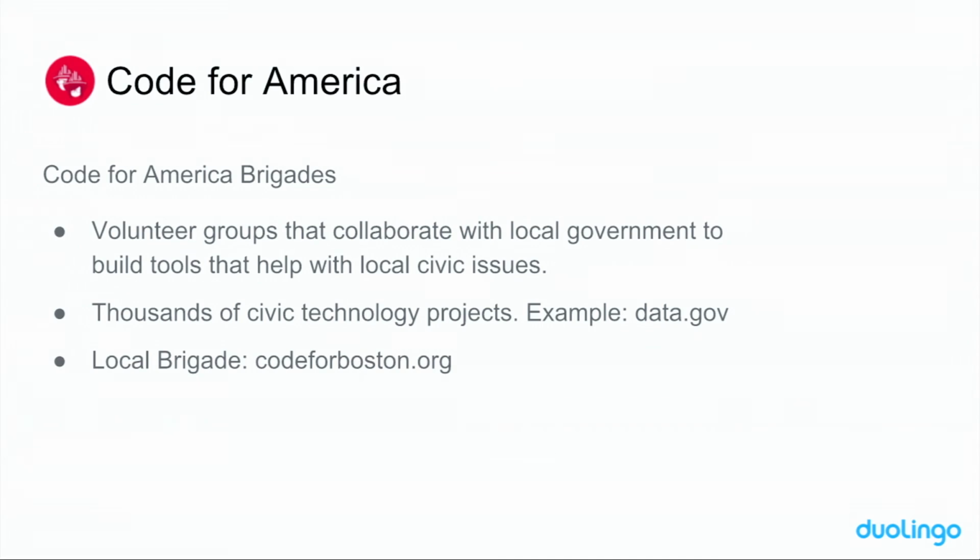Another example of a civic technology project that's nationwide is called data.gov. So data.gov is the home of the US government's open data. There are over 160,000 different data sets. And the data.gov code base has built out a bunch of tools and resources that help scientists conduct research and develop web and mobile apps and design data visualizations.